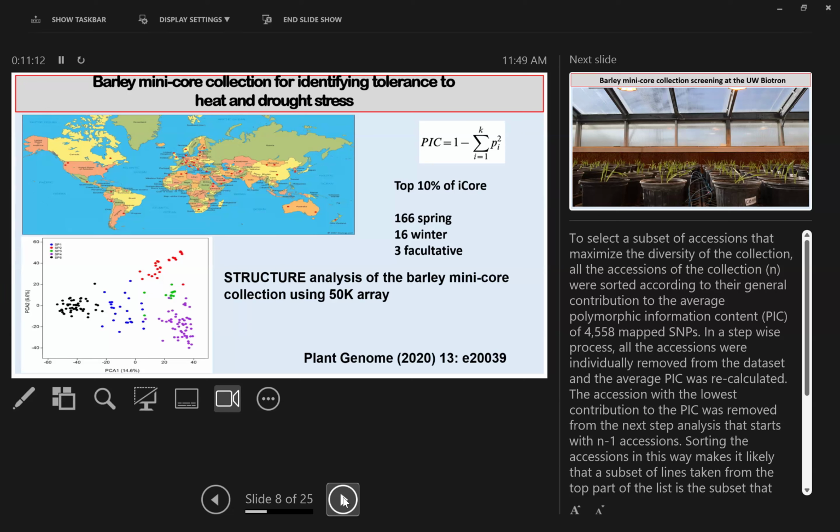You can see the principal component analysis plot here showing that we got a very similar ancestry spread like what we saw in the previous slide, suggesting that we really have a good subset of this I-core collection that we can use now. Within this, we call this the mini core, and there are 166 spring barley lines, 16 winter types and 3 facultative lines. Since we are talking about heat and drought stress, we paid attention only to those 166 spring barley lines.